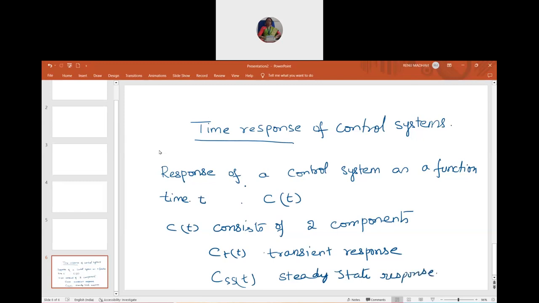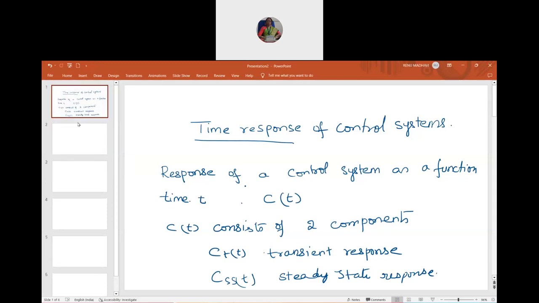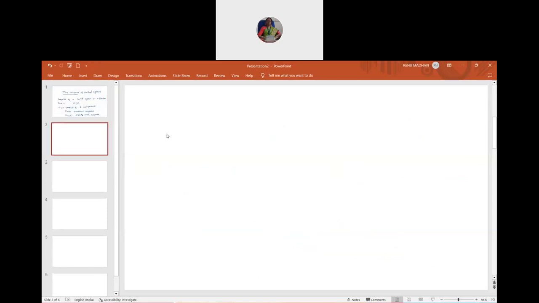So, response of a system as a function of time t is called the time response of a system, and it is indicated as C of t. And this C of t consists of two components basically. One is the transient response, other one is steady state response. So we say that C of t, the time response of a system, is a combination of transient response and steady state response. So what is transient response? Let us see.